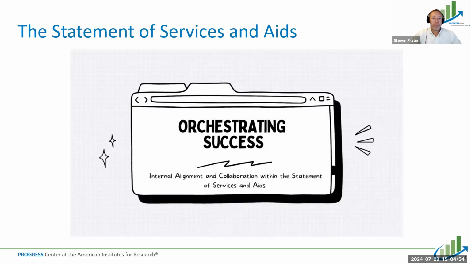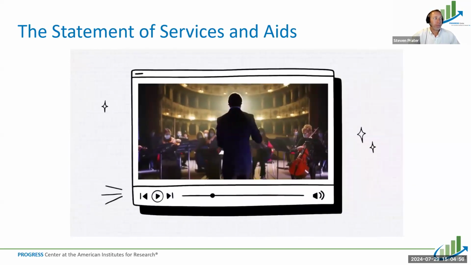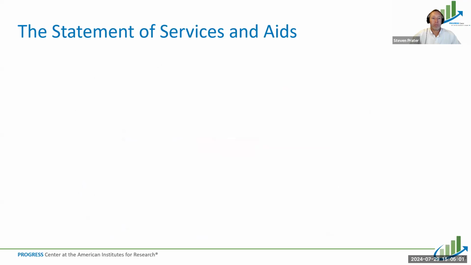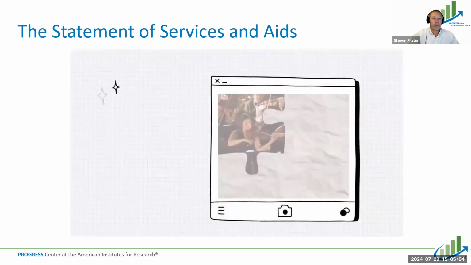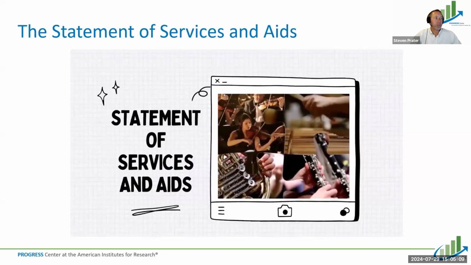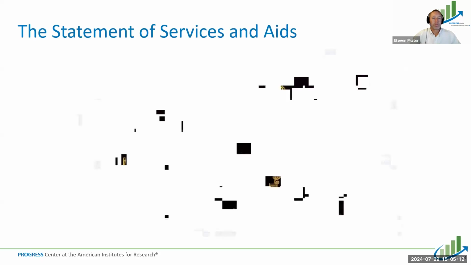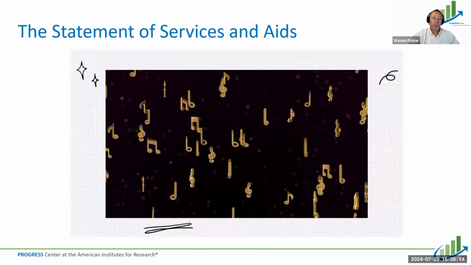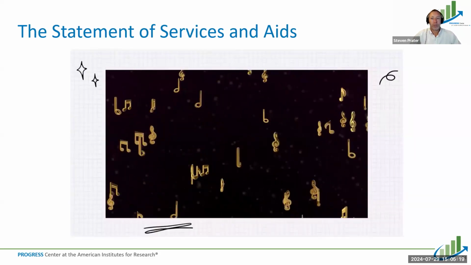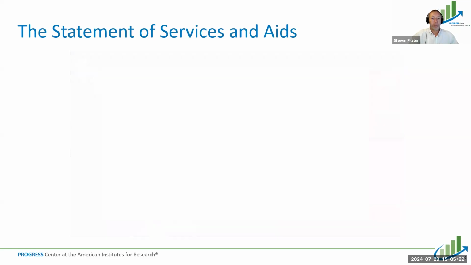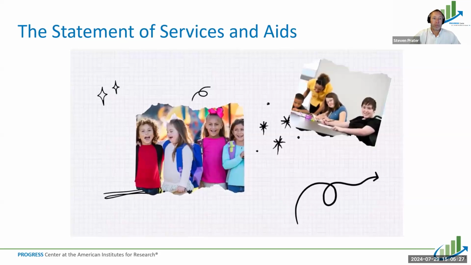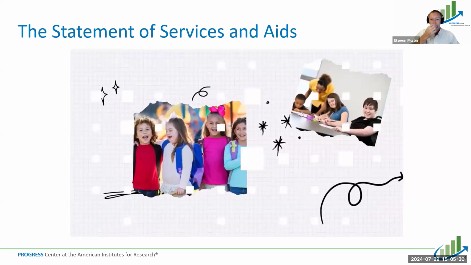We'll begin your journey into the statement of services and aids with a quick analogy. Think of the IEP's statement of services and aids as a symphony orchestra, where every instrument represents a unique type of support or assistance given to a student with a disability. Just like a beautifully orchestrated musical performance, The services and aids listed in the student's IEP work together harmoniously to ensure students can fully engage in the general education curriculum and extracurricular activities to the maximum extent appropriate.